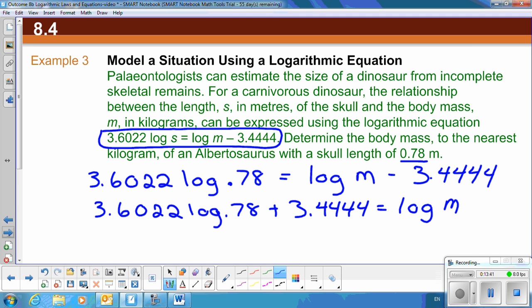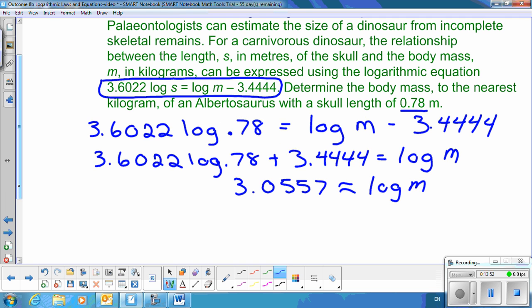Simplifying that left-hand side works out to 3.0557 is approximately equal to the log of m. Remember here that this means that we're using base 10 since we don't have a base written in here. So this is the same thing as 10 to the power of 3.0557 is approximately equal to m. This works out to about 1,137 kilograms for the mass.